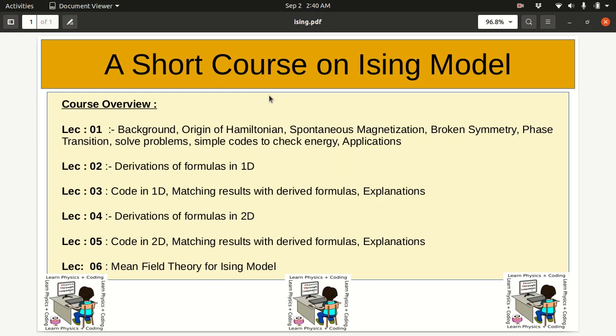In my second lecture, I will derive the one-dimensional Ising model using the transfer matrix method and the analytical formula. In lecture 3, I will write the code for the one-dimensional Ising model and match the results with the formulas derived in lecture 2. In lecture 4, I will derive the formula using Onsager's approach for the 2D Ising model, and in lecture 5 I will write the code for the 2D Ising model and match the result with the formula derived in lecture 4. Lastly, I will also talk about the mean field theory of the Ising model.